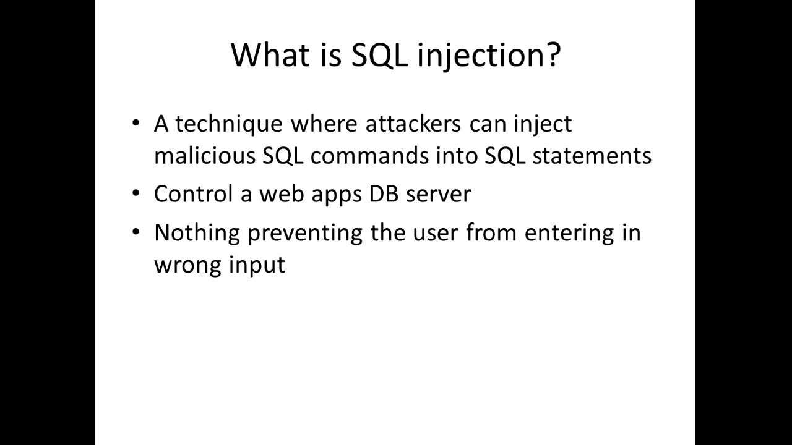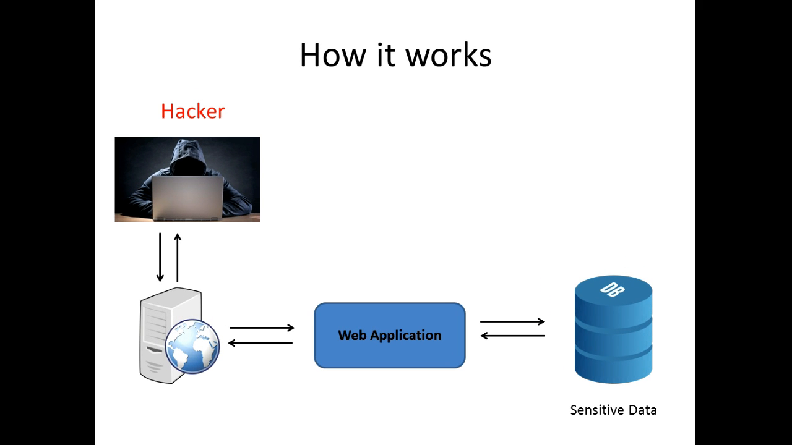The reason SQL injection occurs is because some web applications don't have anything in place to prevent the user from entering in the wrong input. So this is how it works. There's a hacker online. He decides to visit a website, navigates to this application, and this application is tied to some sensitive data in the database. Now, some of the things that the hacker can do in order to access this database is use this login page.